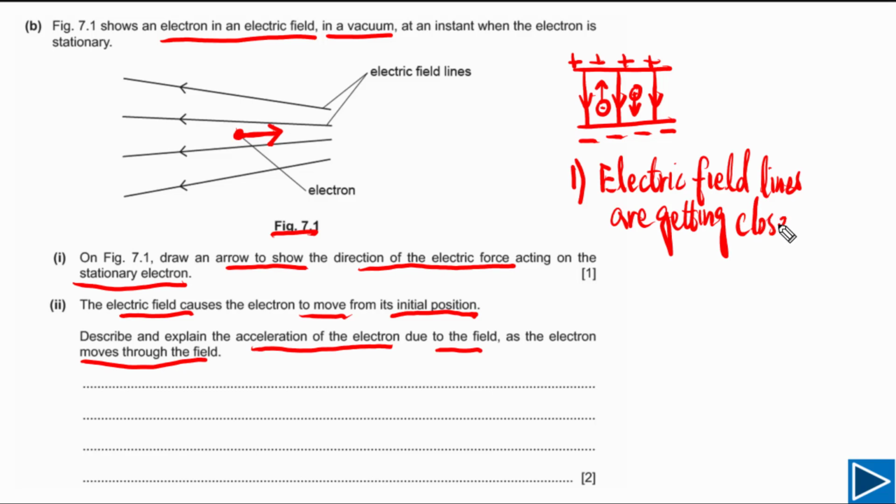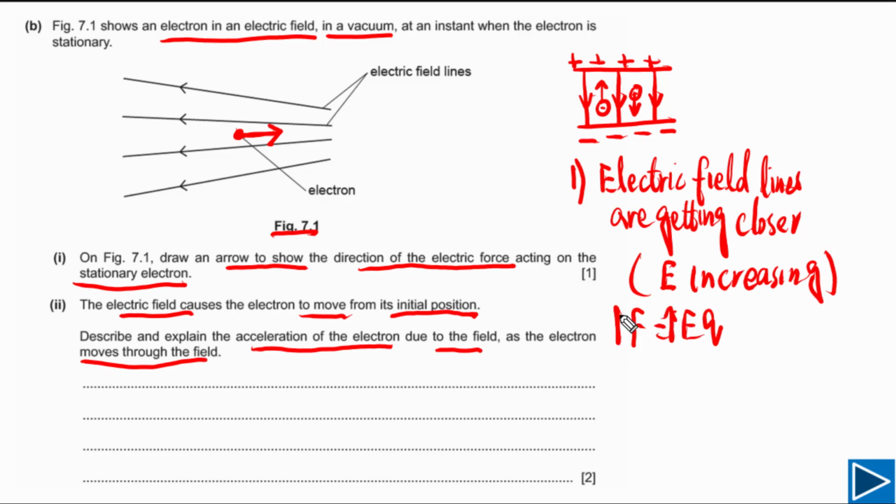Getting closer means that E increases, means field is getting stronger, so we can say E is increasing. So if E is increasing, how about the force? Force F is equal to EQ, Q is the charge on electron. If E increases, it means the force will increase. If the force on electron is increasing, we understand F is equal to ma. So a is equal to F over m.